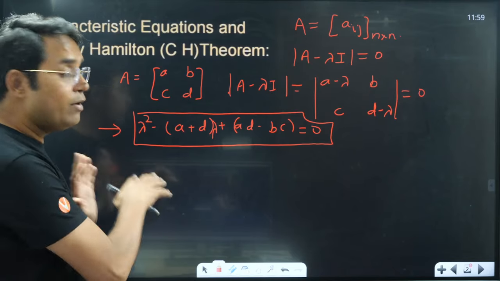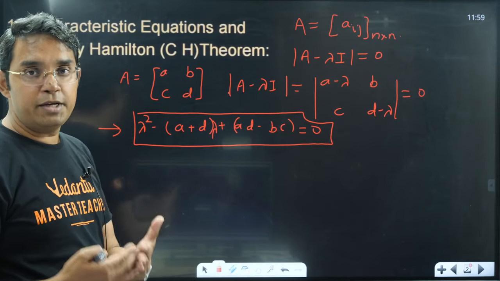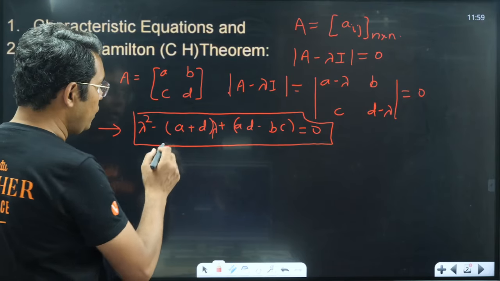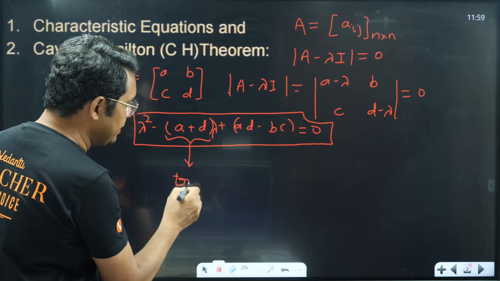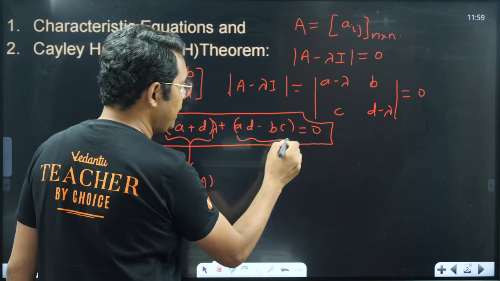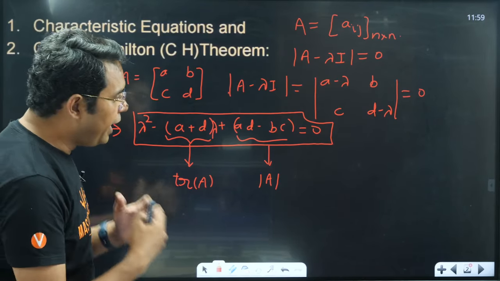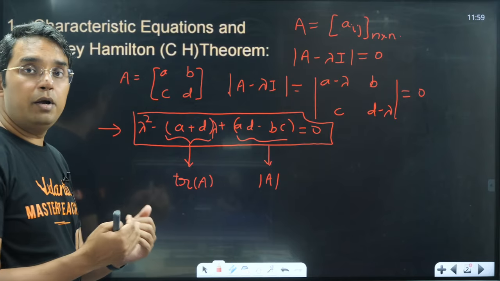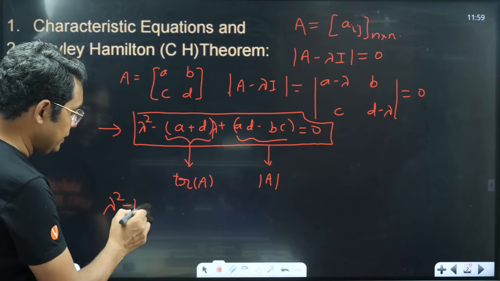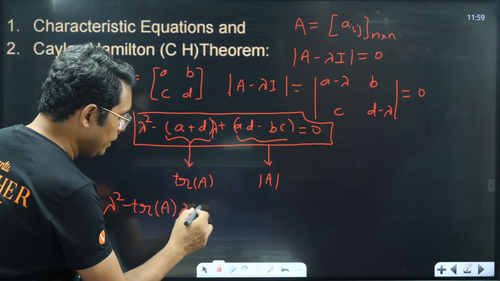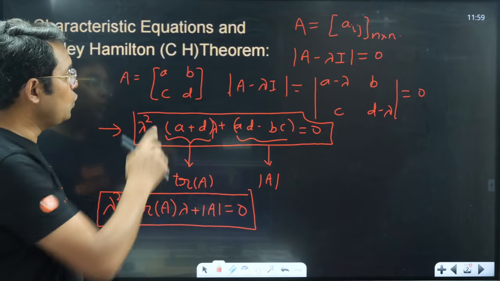For 3 into 3, it will be cubic. For 4 into 4, it will be biquadratic. In our syllabus, we normally have questions of 2 into 2 and 3 into 3, so we should remember this result. Now, please see this a plus d, as you can see, it is the sum of diagonal elements. We call this the trace of A. ad minus bc, I think we all know, is the value of the determinant of this matrix A. So for any 2 into 2 order matrix, you should know in advance, before doing any calculation, that its characteristic equation is lambda square minus trace of A into lambda plus determinant of A equal to 0. So that is the characteristic equation of a 2 into 2 order matrix.